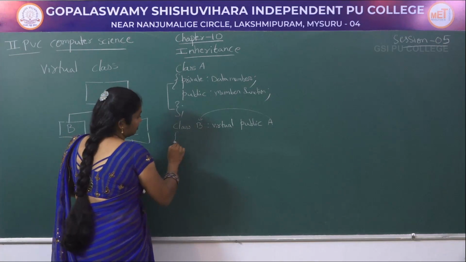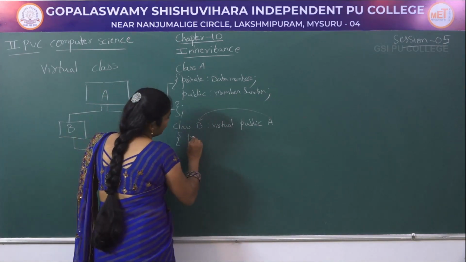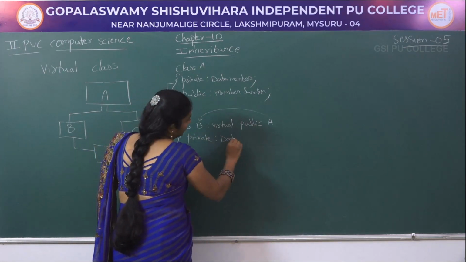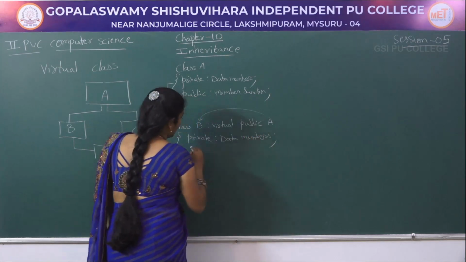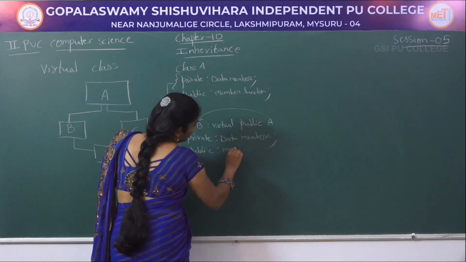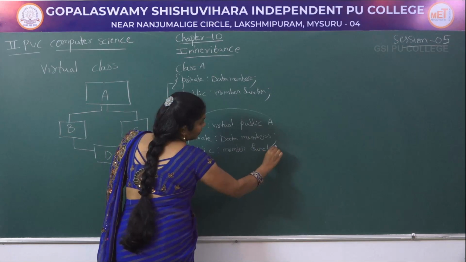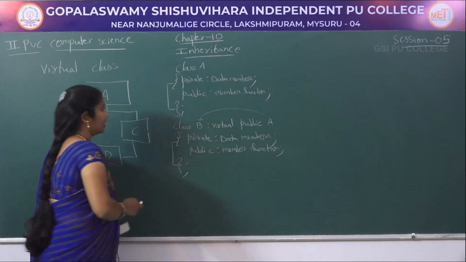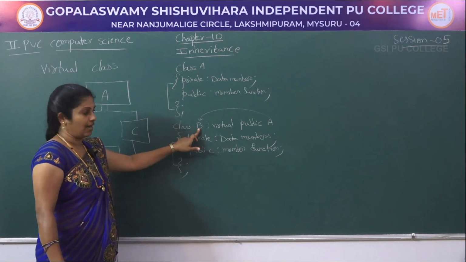Then this B class also contains data members as well as member functions. In the private section we mention the data members, as well as in the public section we mention the member functions. Then next we will close this class. Here how many classes have we created? A is the base class and B is the derived class.